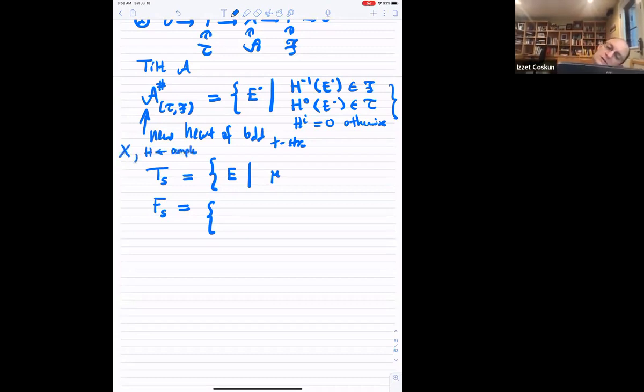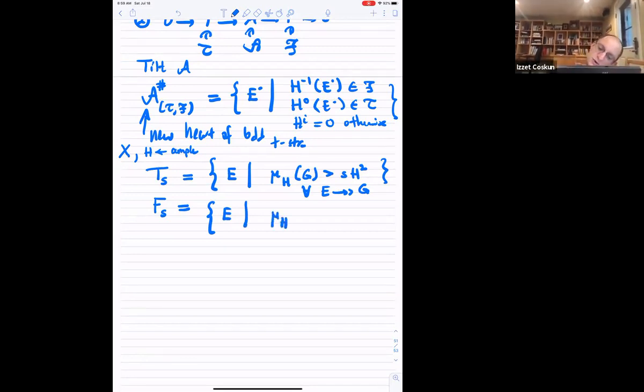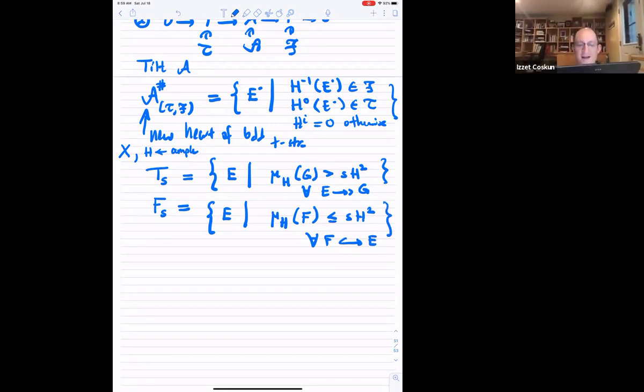So what I'm going to do is like this. I'm going to look at sheaves such that the H slope of G is greater than S times H squared, okay, for all surjections E onto G. Like if you get the surjection from E to G, then the H slope should be bigger than this S H squared. And then F will be, a similar thing, right? So this mu_H of F, say, is going to be less than or equal to S H squared for all injections into E.